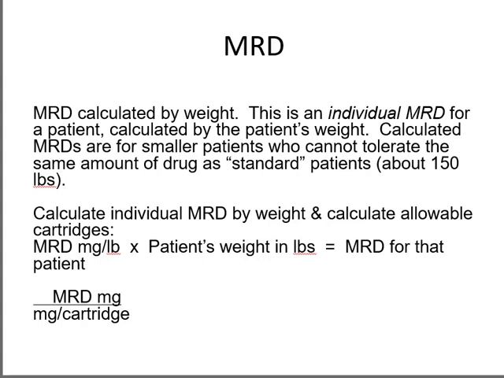And the way you get the weight-based MRD is to calculate the individual MRD by weight and calculate allowable cartridges. So you'll use the MRD, which is milligrams per pound, and you will multiply that by the patient's weight in pounds, and you will get the specific MRD for that patient. And we'll do some of those calculations as well.